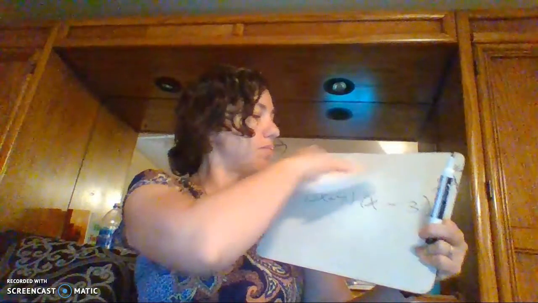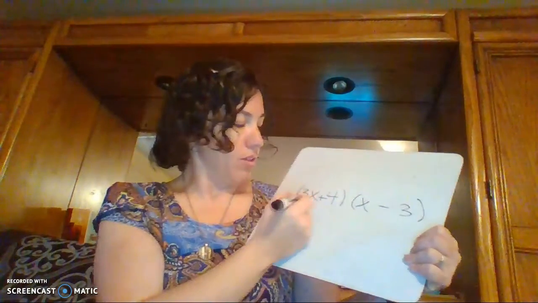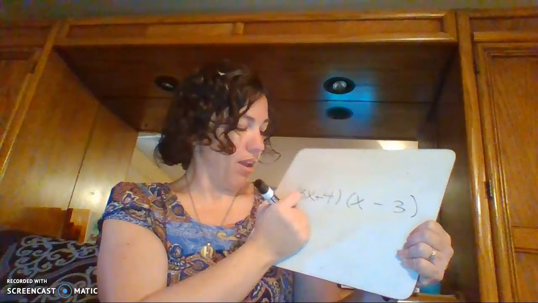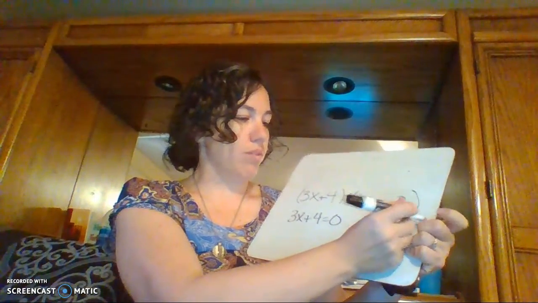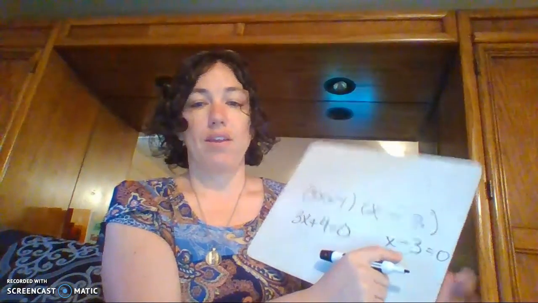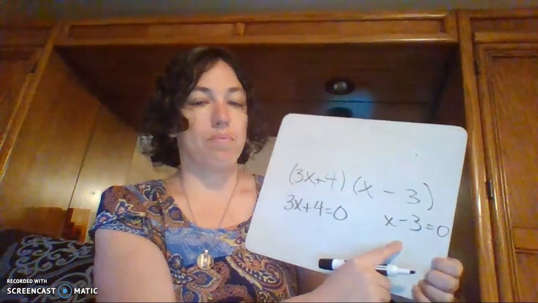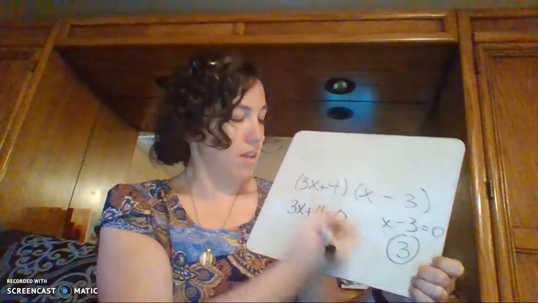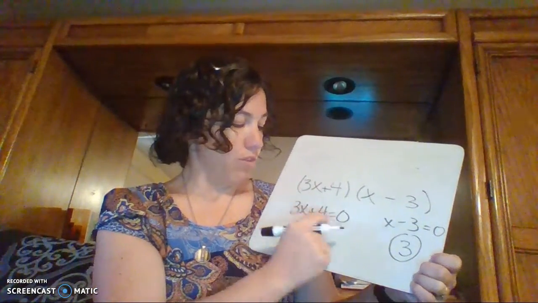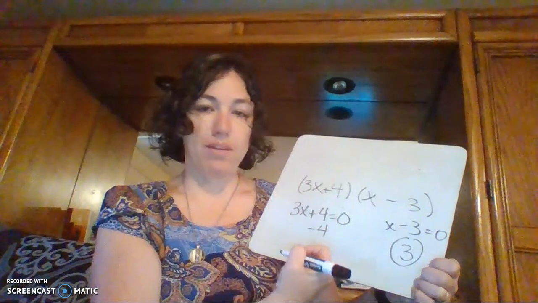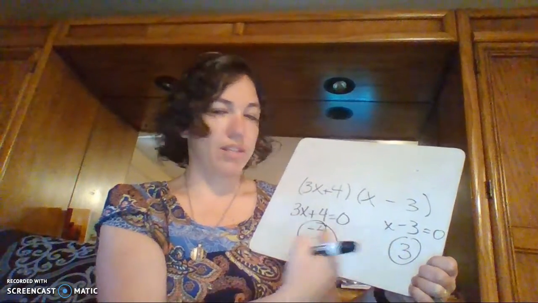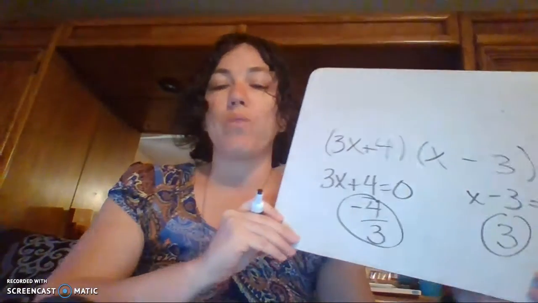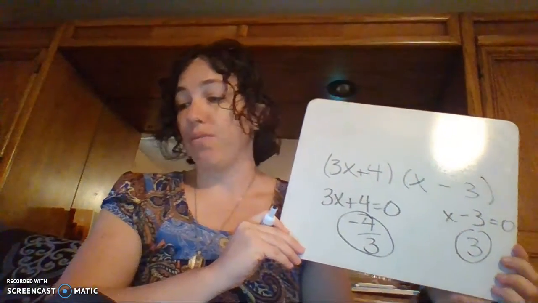Let me just erase some of this. Setting each equal to 0. You do 3x plus 4 equals 0, x minus 3 equals 0. You know that this is going to be equal to positive 3. And this one is going to, if you subtract the 4 first, it's going to be -4. But then you're going to have to divide by 3. So that would be your two answers. And this is what we did last week. So that's just a review.